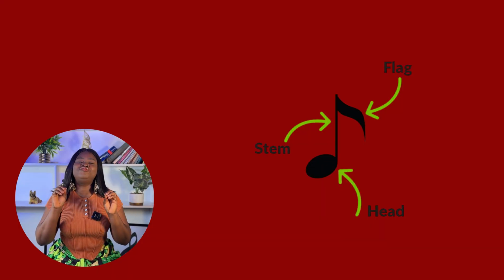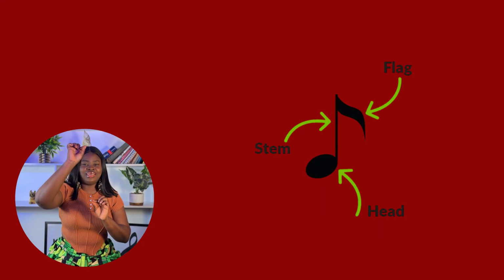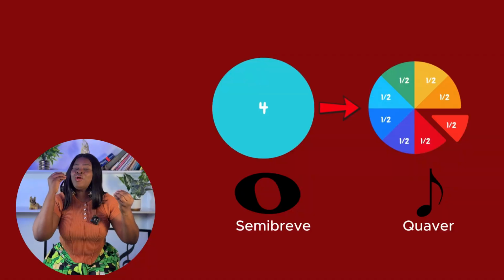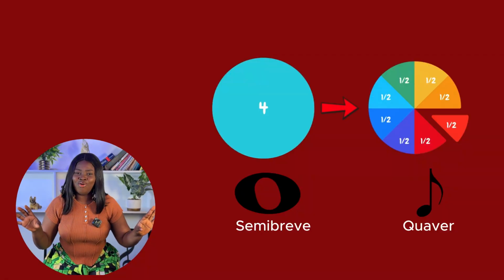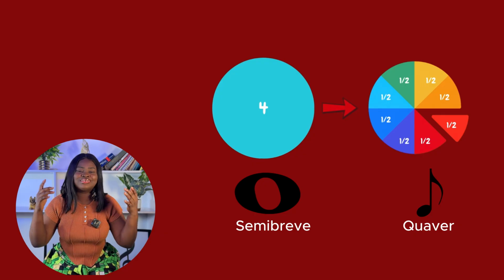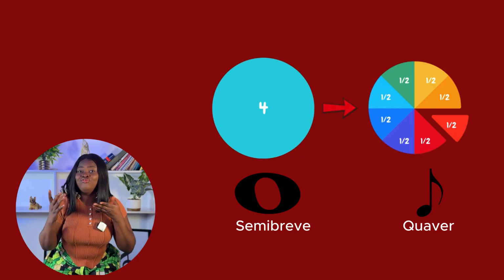A quaver has a solid note head, like a crotchet, and a long stem with a flag. So assuming a semi-breve is a full circle, a quaver is like 8 parts of that semi-breve circle. So half plus half plus half plus half plus half plus half plus half plus half will give you 4. Okay, it is also a musical note that is half the duration of a crotchet.